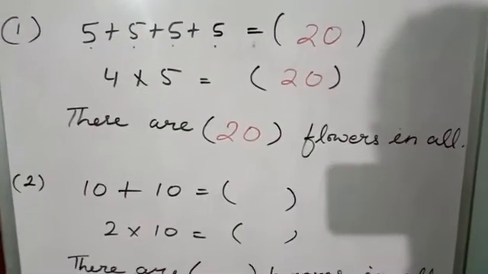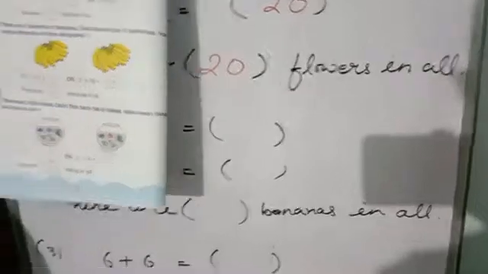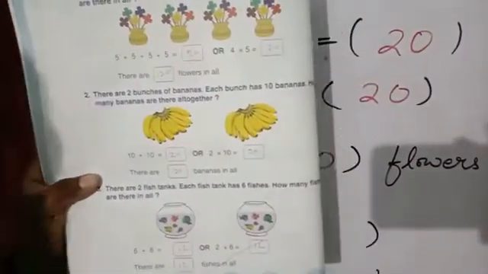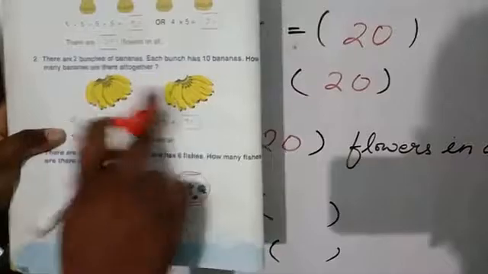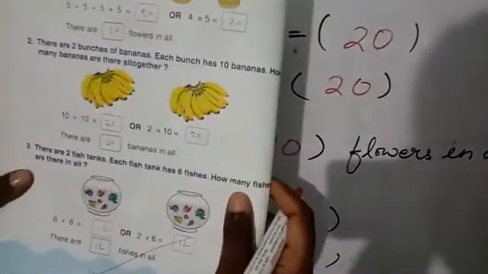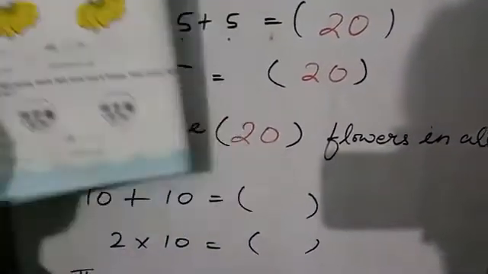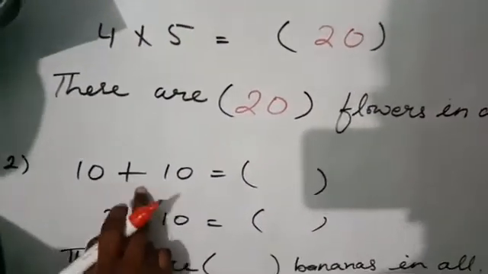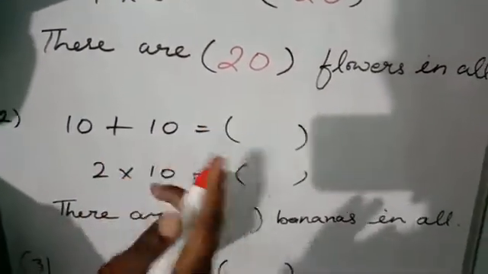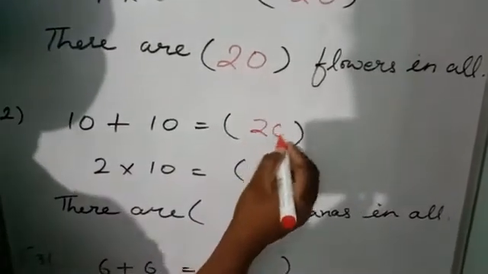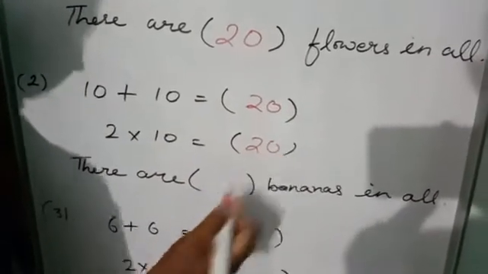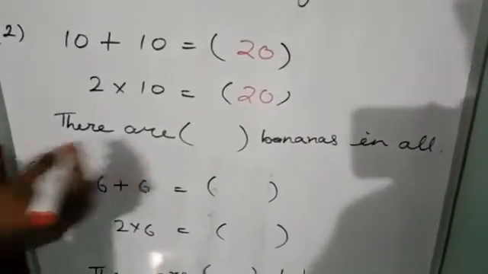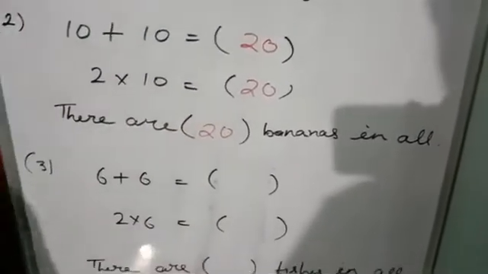Okay. Now the next one is there are 2 bunches of bananas. Each bunch has 10 bananas. How many bananas are there all together? So 2 bunches are there and each bunch has 10 bananas. So 10 plus 10, 10 is repeated 2 times. 10 plus 10, 20. And in multiplication 2 into 10, 20. Okay. There are 20 bananas in all.